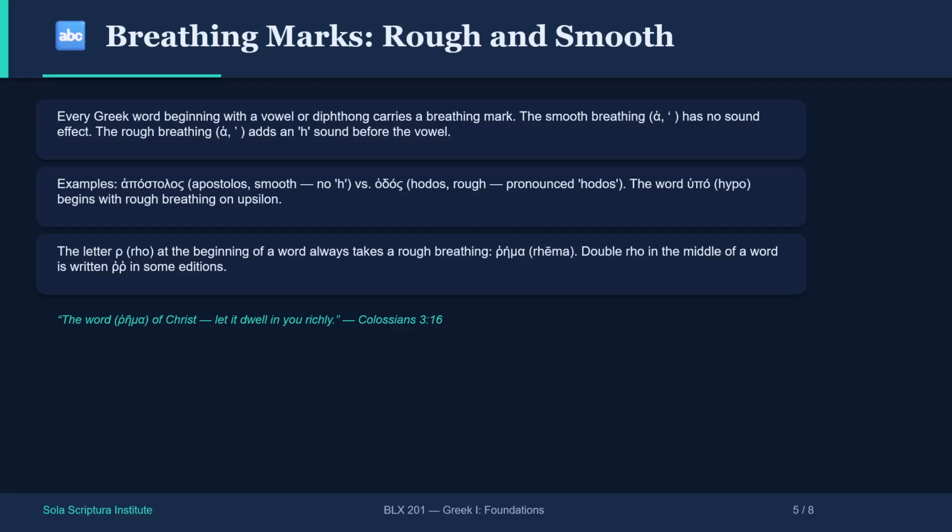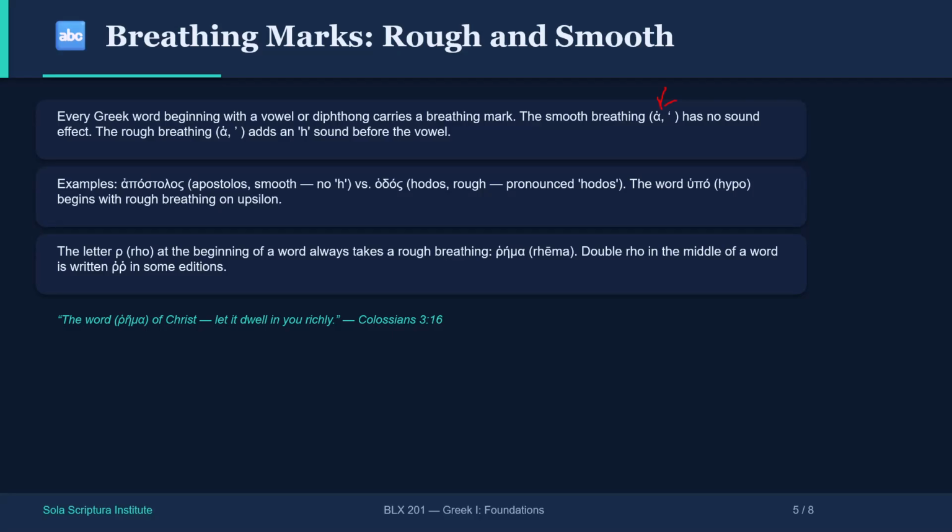And whenever you're dealing with the smooth breathing mark, there is no added sound. So look at this right here. The smooth breathing mark on the alpha there. No sound is added. So you simply pronounce the vowel as is.